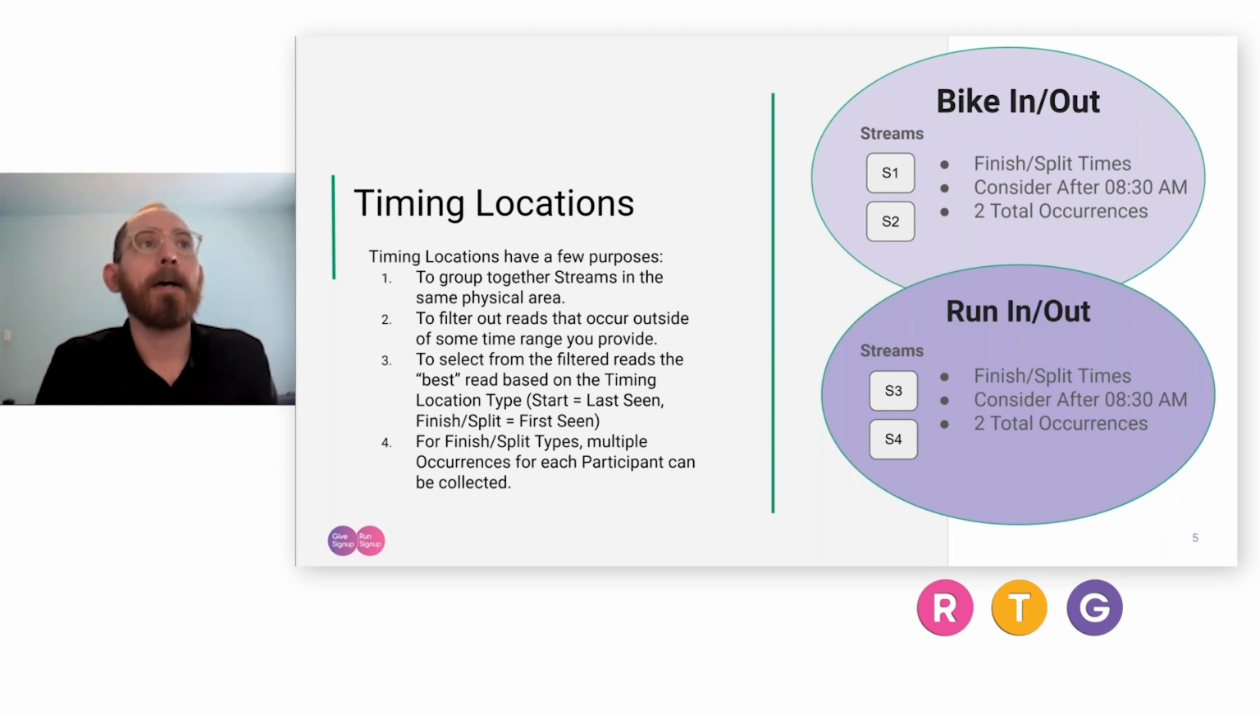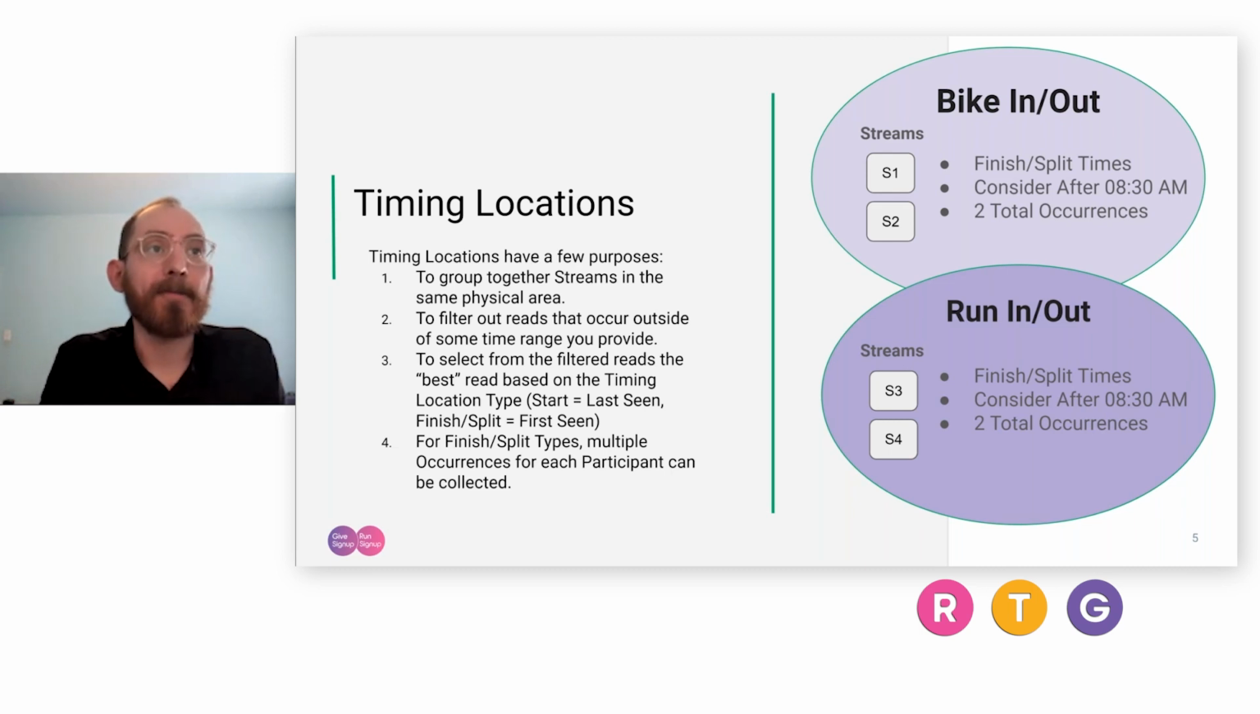In addition to this, they also determine how we select reads from a stream that's connected to this timing location. So if I have streams S1 and S2 connected to bike in and out, I have set this up as a finish or split time location. What that means is that it's always going to pick the first time seen for anybody who crosses that finish or that location. So within both the S1 and S2 streams, I want to select the very first time because that's the best one in this case. If it were a start finish, then the first occurrence, I would pick the last time seen.